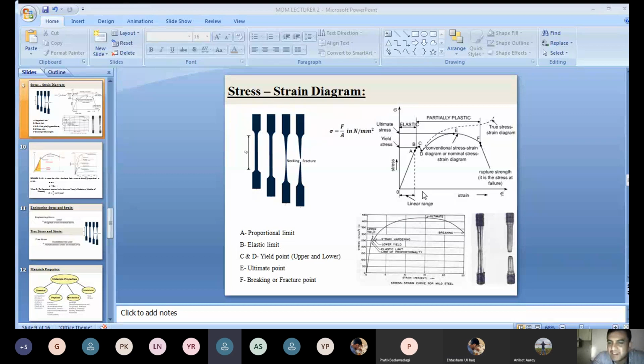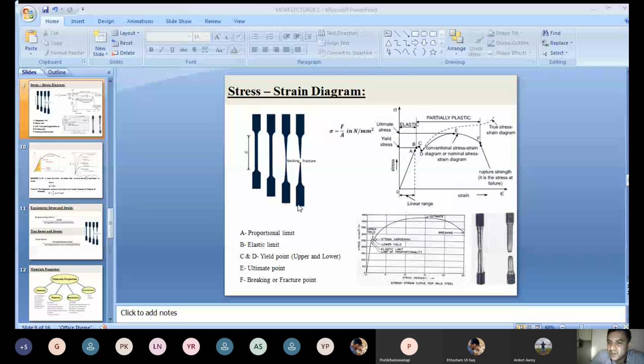This is a stress-strain diagram for mild steel. Mild steel is low carbon steel, a steel having 0.05 to 0.15% carbon content. That is low carbon steel. The best example of low carbon steel is mild steel. I think you studied this in your engineering mechanics, in the elements of civil engineering. Mild steel?